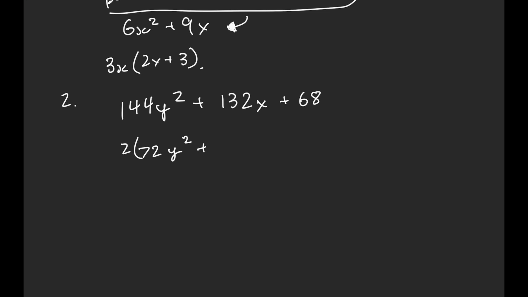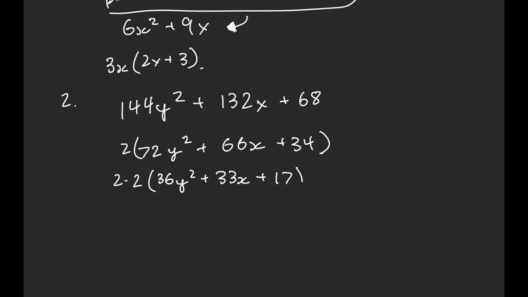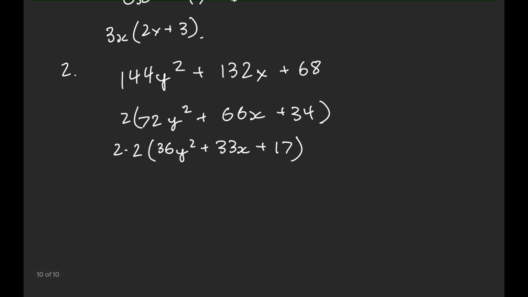And we end up with 72y squared plus 66x plus 34. And then we can just do it again. So we'll factor out another 2. 36y squared plus 33x plus 17. And unfortunately, this can't be factored anymore, but even though we didn't know that it was factorable by 4, we were able to figure it out by just factoring partially by 2's. And, you know, for some other numbers, you'll be able to do it by 3's, by 4's, by 5's.